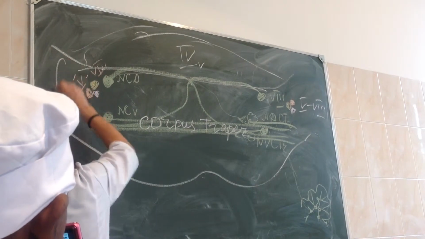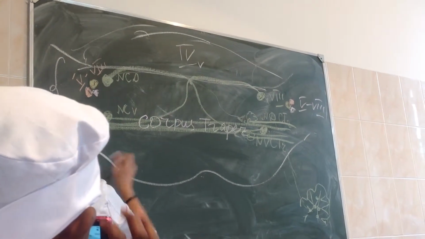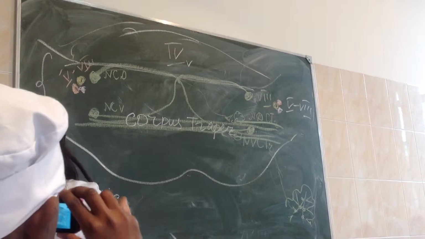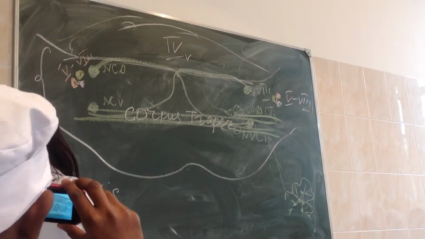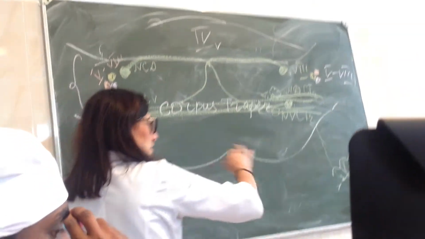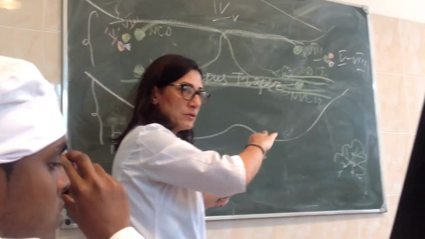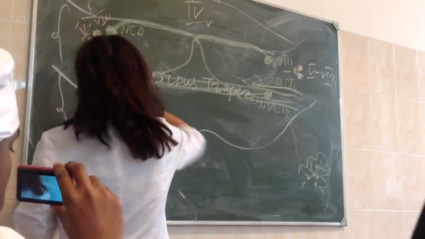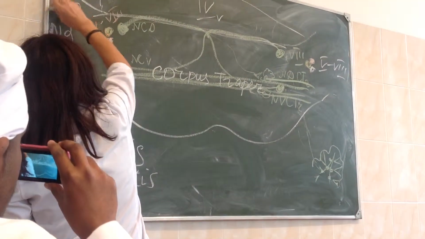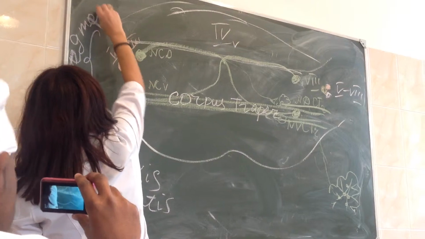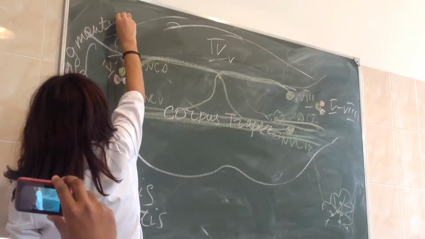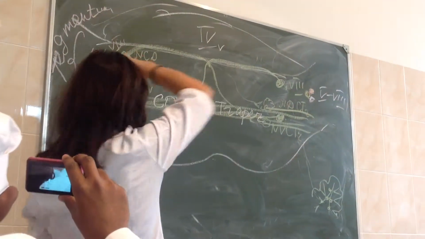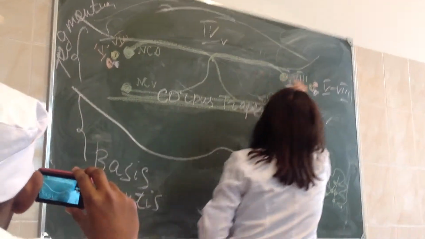What parts? Usually, the anterior part is called basis pontis. In the brainstem, the anterior part of the midbrain is called basis pedunculi cerebri. The posterior part is called tegmentum. Tegmentum is the covering part, the roof.